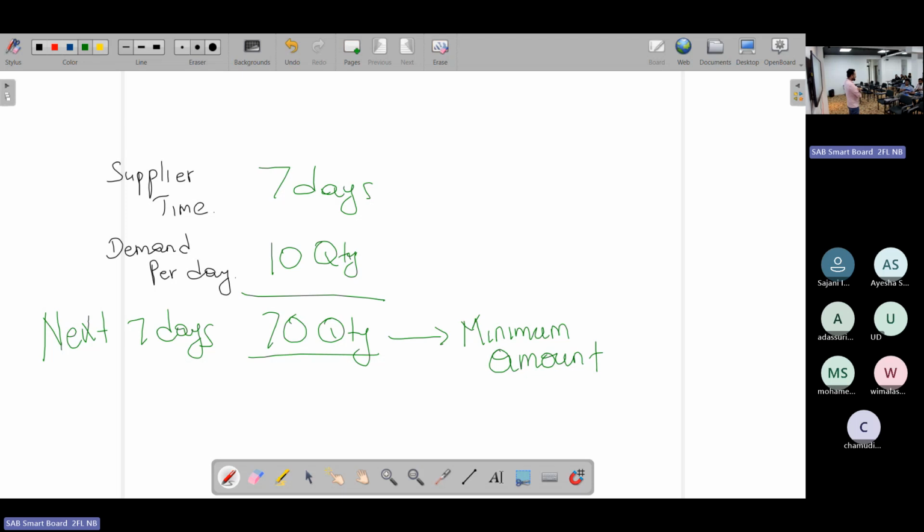Minimum level is 70 or 50? I gave one example now: 10 into 7 is 70, 10 into 5 is 50. But the logic we have discussed: until we receive the new order, how much quantity we should keep in our store. That is called minimum level. At least we should have this much.